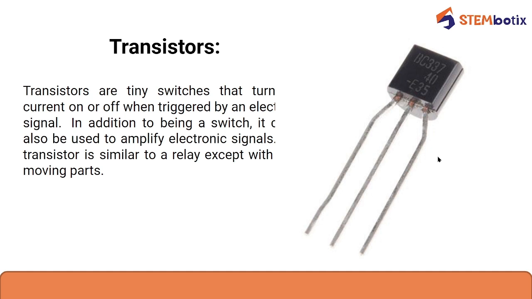Transistors are tiny switches that turn current on or off when triggered by an electrical signal. In addition to being a switch, it can also be used to amplify electronic signals. The transistor is similar to a relay, except without moving parts. Means in a transistor there are no moving parts, whereas in a relay there are moving parts. So a transistor is also a switch, but the function of this switch is controlled by the current or electrical signal flowing through it.